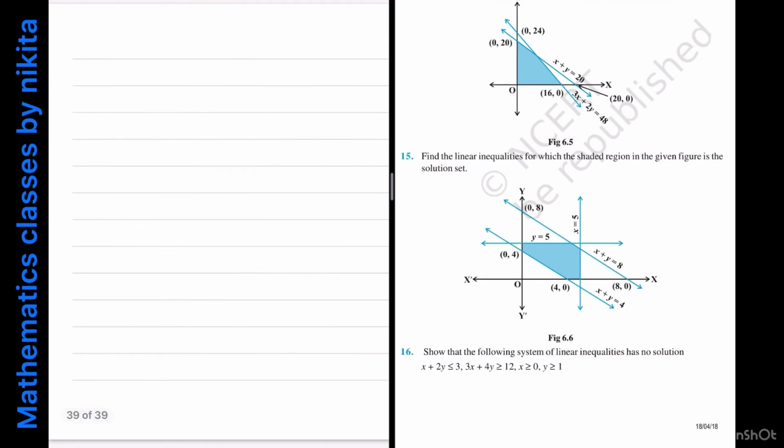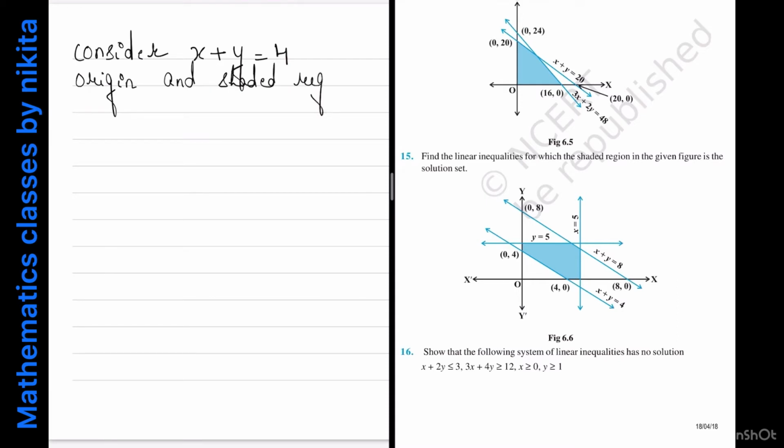Now next we consider the line x plus y equal to 4. If I look at the figure, the shaded region lies on the upper half plane, whereas the origin lies in the lower half plane. So the origin and the shaded region lie opposite to each other.